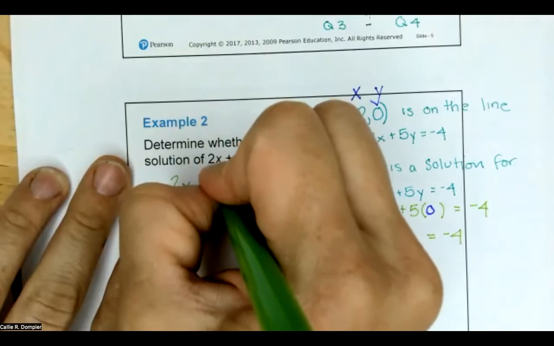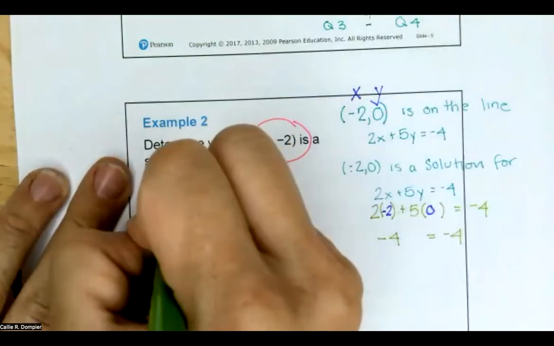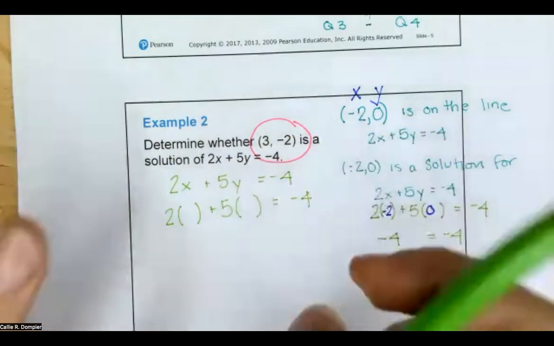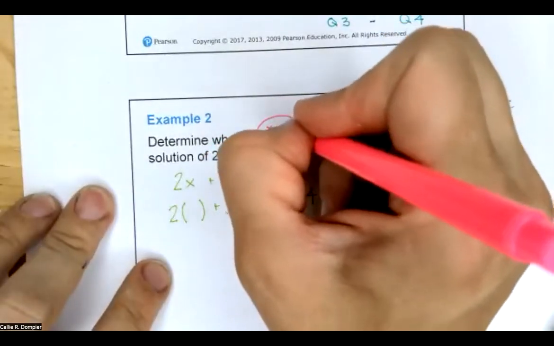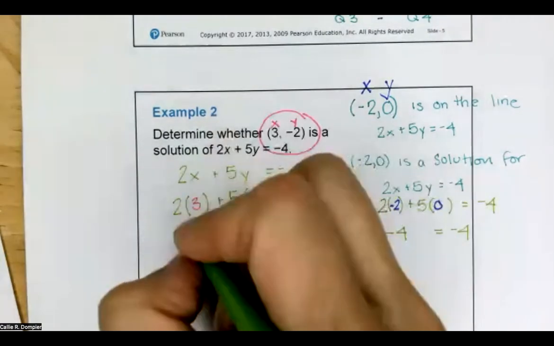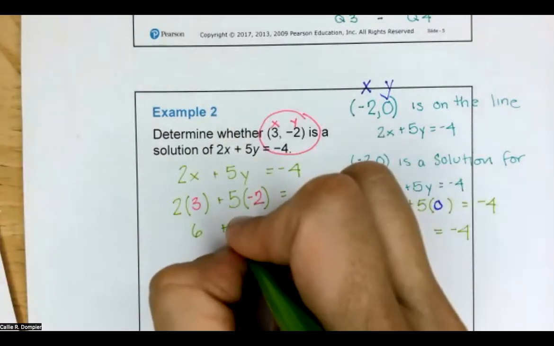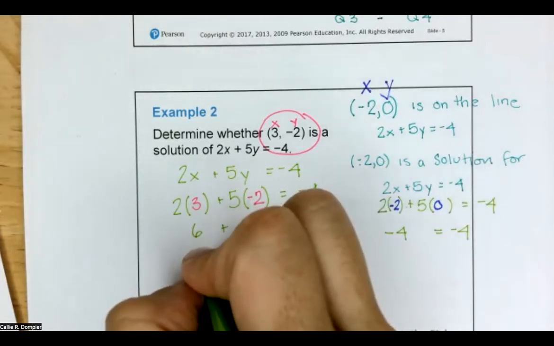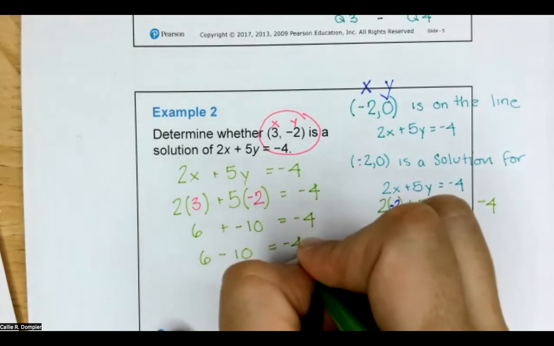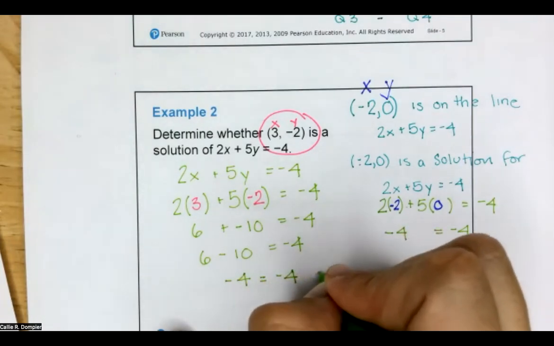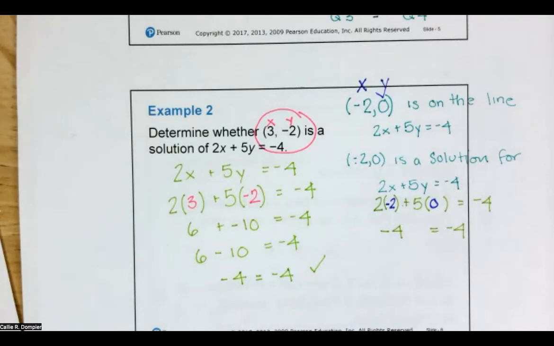2x + 5y = -4, but instead of x and y, we have the numbers 3 and -2. 2 times 3 is 6. Tell me when I get something wrong. 5 times -2 is -10. 6 plus -10 is the same as 6 minus 10. 10 minus 6 is 4, but the 10 is negative, so that is -4 equals -4. So we would say yes, it is a solution of 2x + 5y = -4.